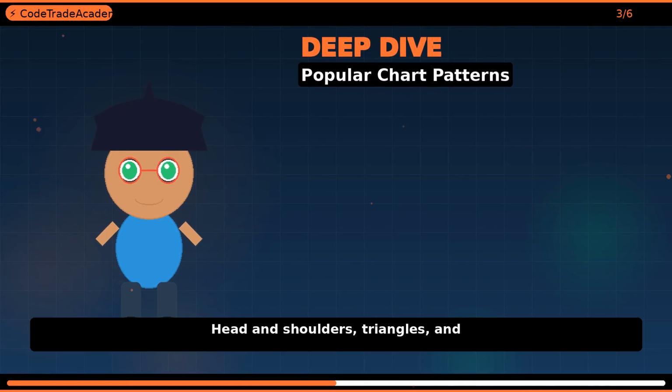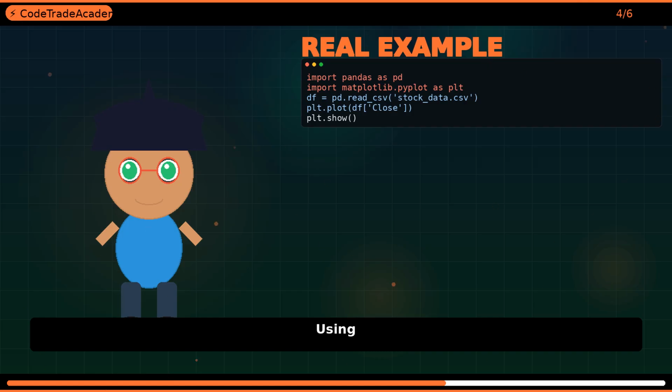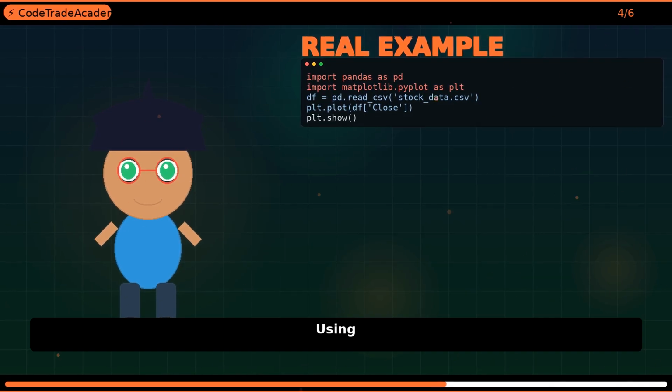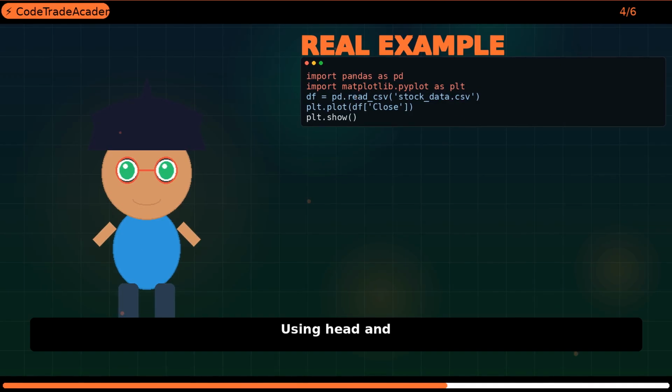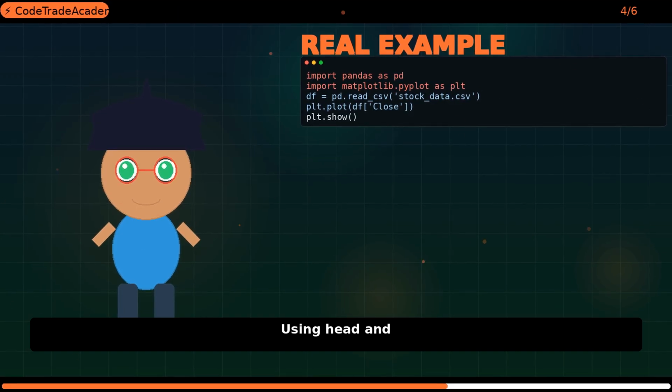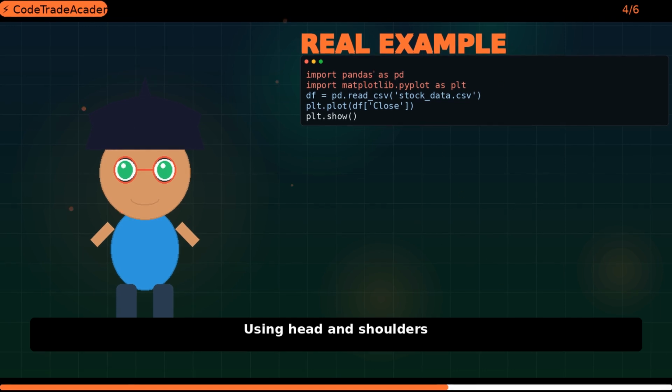Now, let's look at a real example of how to use chart patterns in trading. Let's say we're looking at a chart of a stock, and we see a head and shoulders pattern forming. We can use this pattern to predict that the price is going to drop. Here's an example of how we can use Python code to identify head and shoulders patterns.